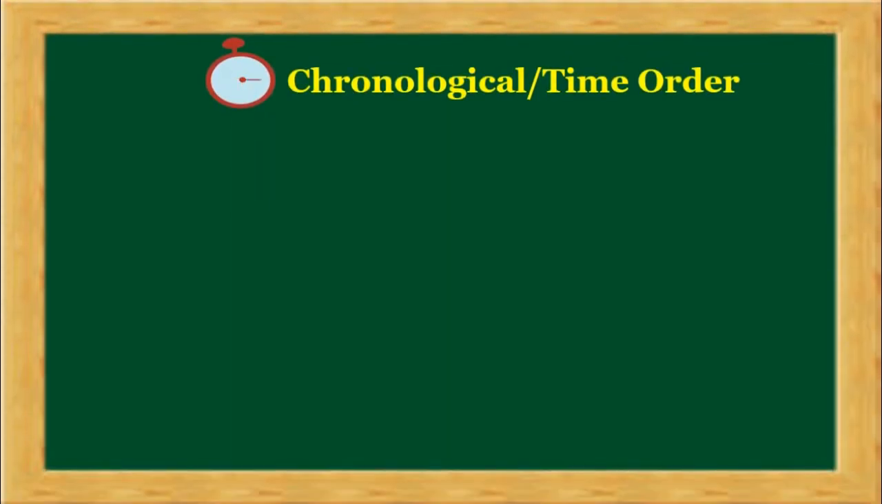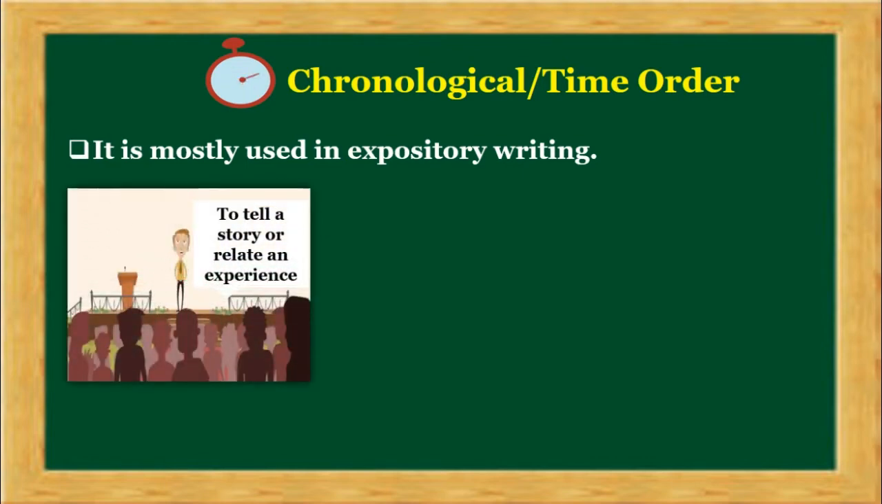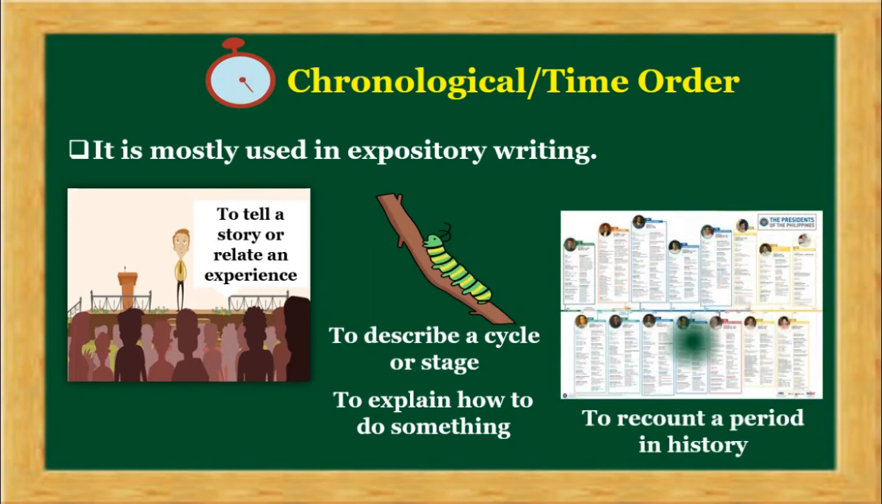The chronological order or time order is mostly used in expository writing. Expository writing is a form of writing that narrates, tells a story, or relates an experience. It is also used to describe a cycle or stage, to explain how to do something, or to recount a period in history.